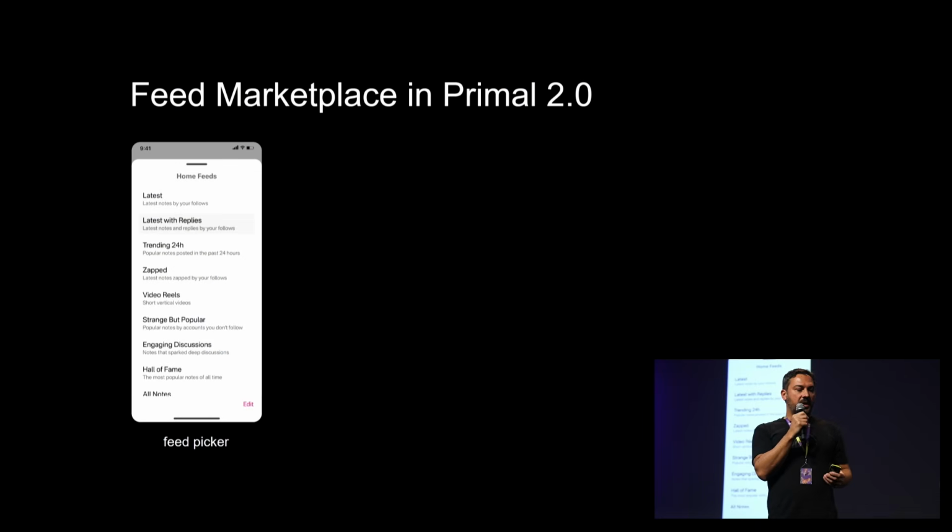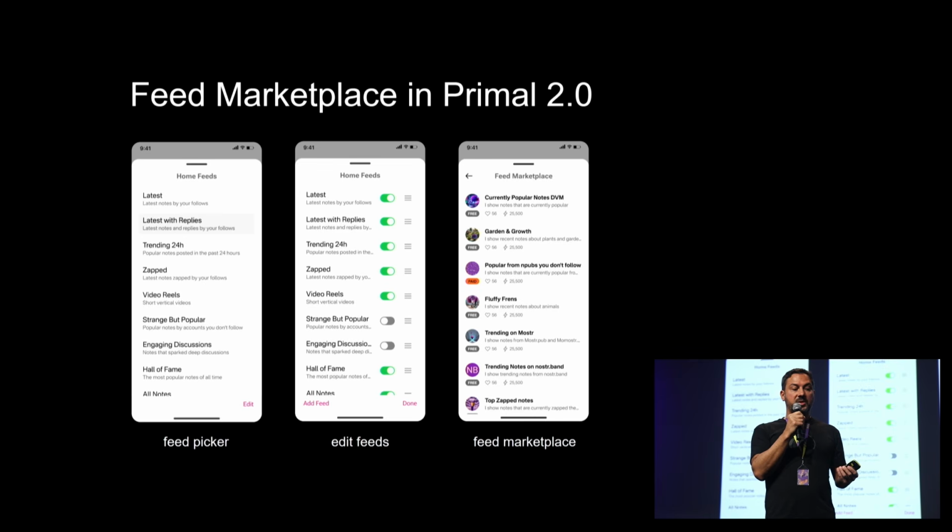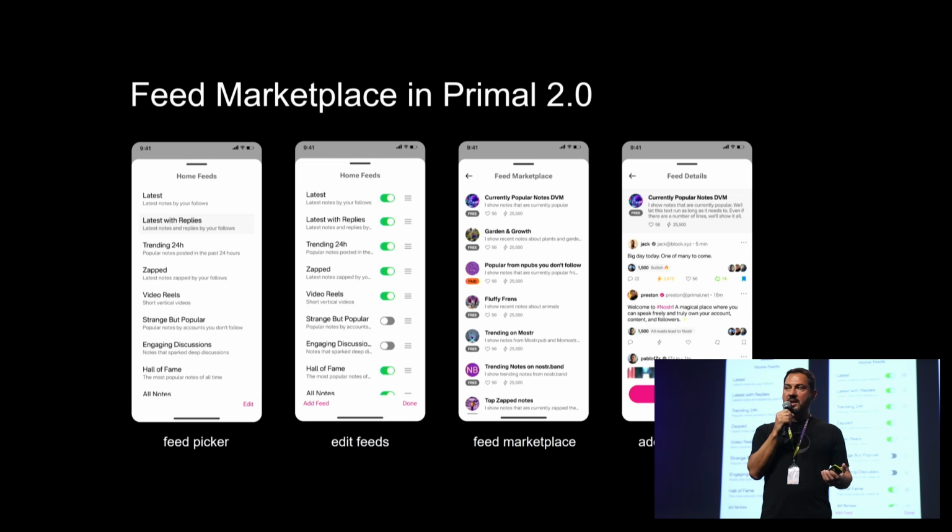On Primal, I'll give you a bit of a preview of what we're doing on Primal 2.0. We'll have the feed picker, like we do now, a little bit more expanded with a bunch of built-in feeds. When you click the edit button, you'll be able to, right there in the main UI, organize your set of feeds, toggle them on and off, and change order. Then there's the add feed button, which shows the feed marketplace within the app itself. When you select any of the custom feeds, you'll get a preview for that feed and simply add it to your list of feeds.